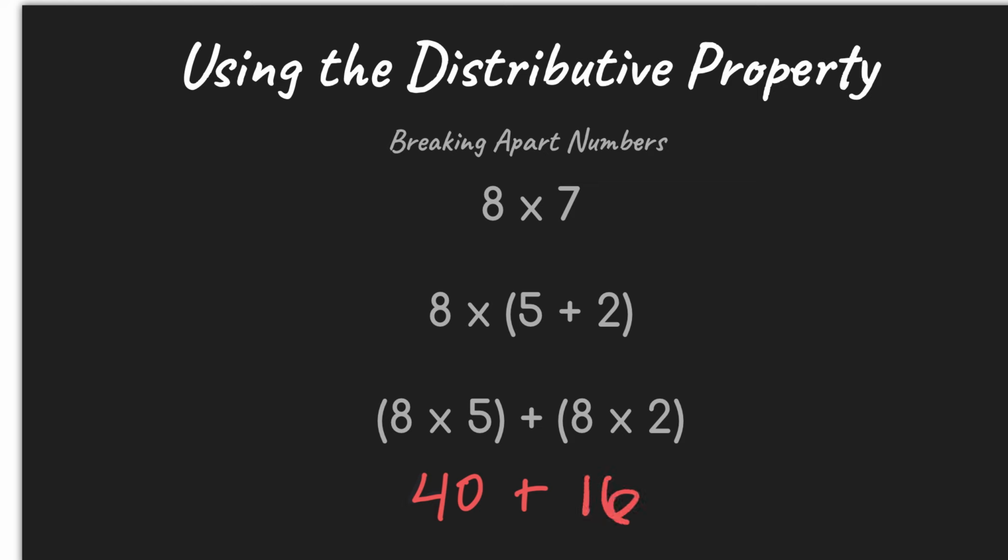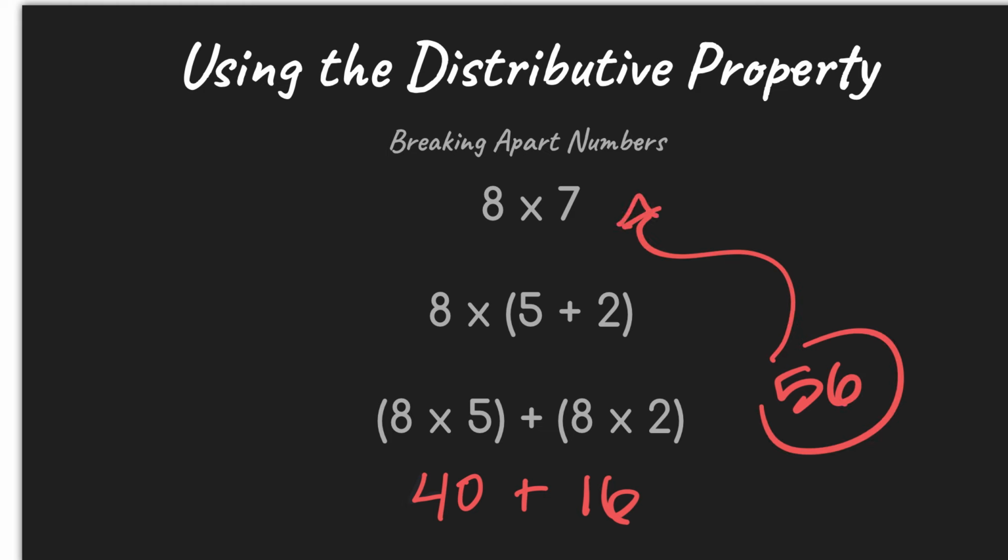And if you don't know that fact, that's okay. You could do 8 times 1 and 8 times 1, and then add them together. And then 40 plus 16, I know, is 56. And those of you that knew your facts knew that 8 times 7 is 56. So this was a simple one. I'm going to get a little harder.